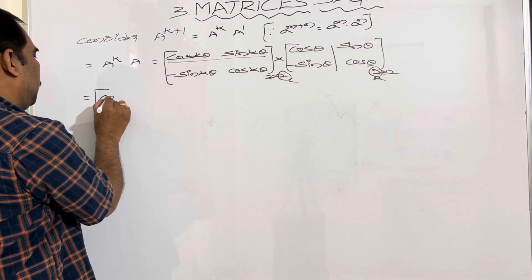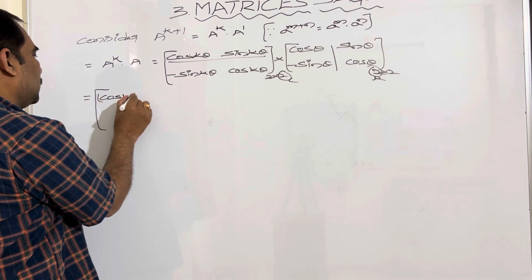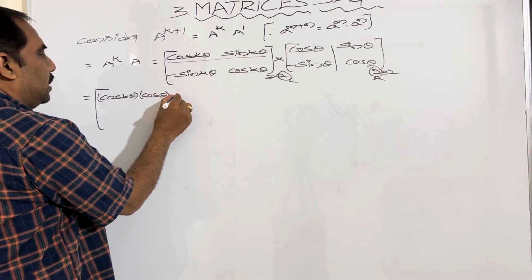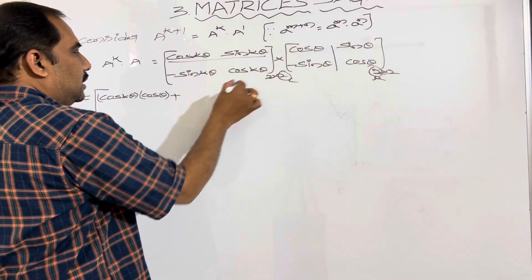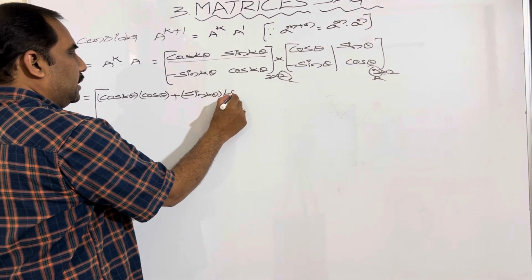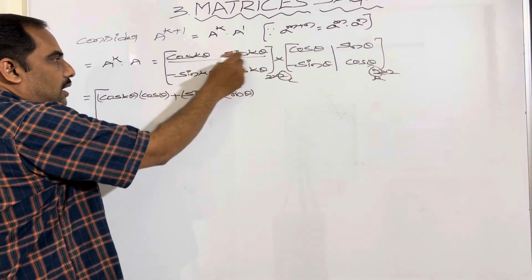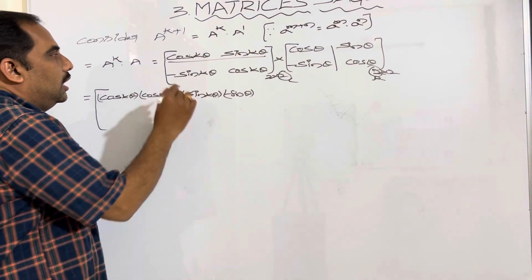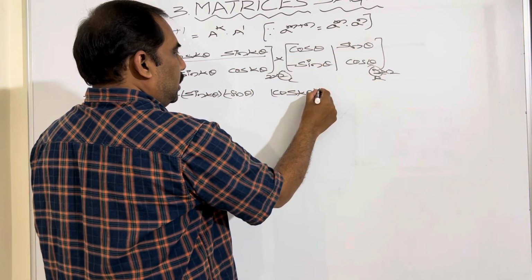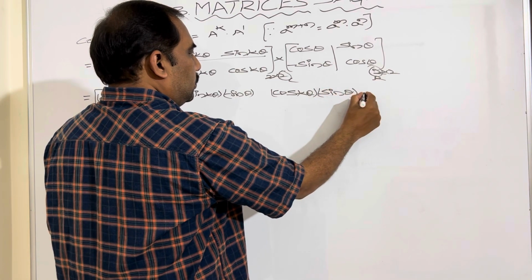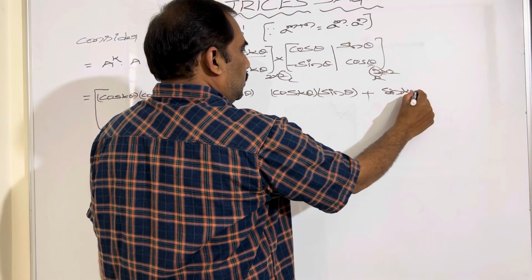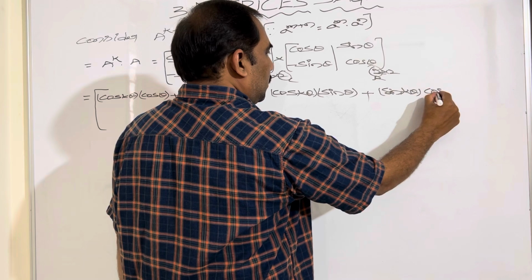So that's why here multiplying first row, first column: cos k theta into the first column in the second matrix cos theta, and immediately put the sign plus sin k theta into minus sin theta. Again, first row, second column multiplying in the next matrix: cos k theta into sin theta, and immediately you keep the sign plus, so sin k theta into cos theta.